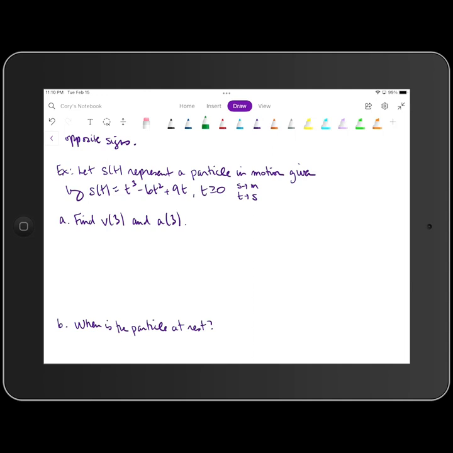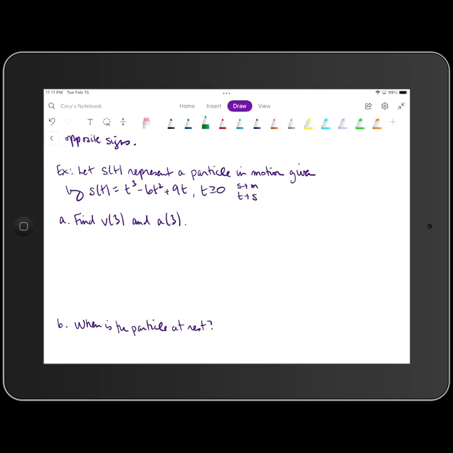The directions here say to let S of t represent a particle in motion given by the function S of t equals t cubed minus 6t squared plus 9t, where t is greater than or equal to 0. We're going to say that our unit of measure for position S is meters, and our time t is measured in seconds.